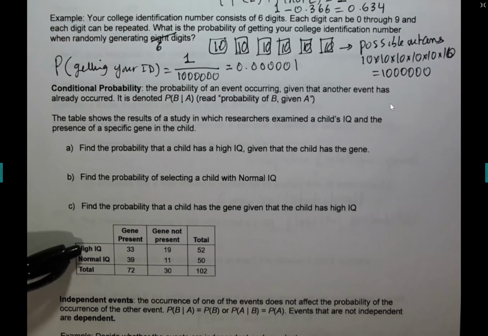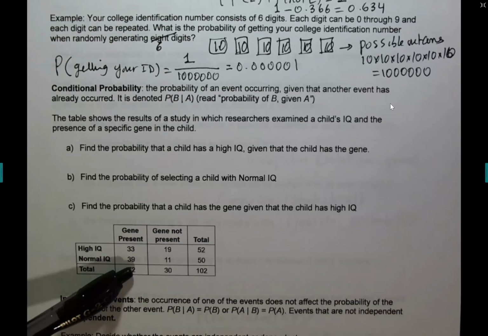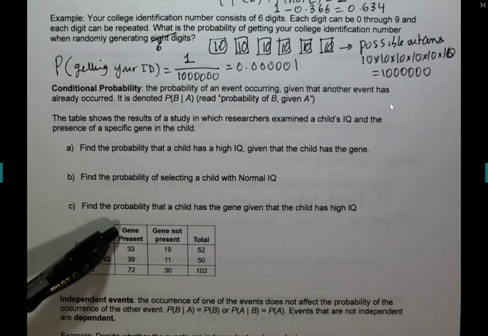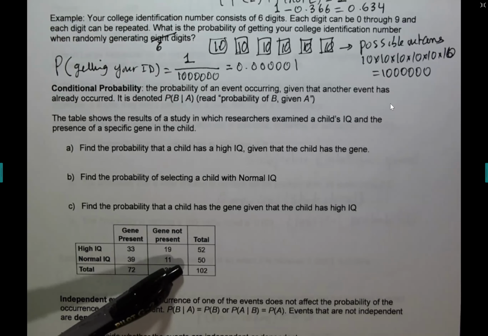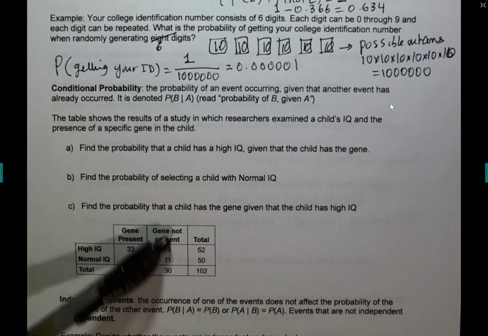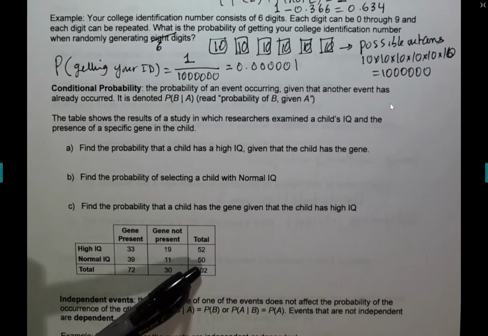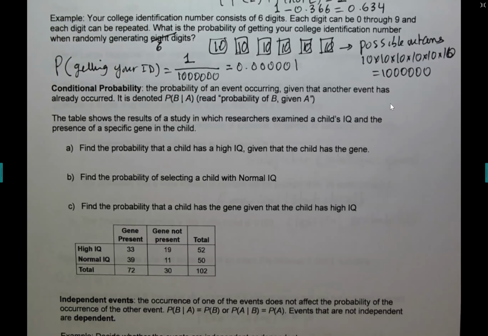Now let's go this way, this total, vertically. The 72, guys, means the number of children who have the gene present in them. The number 30 is the number of children who have the gene not present, so don't have the gene in them. Okay, would someone tell me what 102 represents? 102, that's an important number that we're going to need today. The total of high IQ and normal IQ, so together, the total of all children, everybody is included in this one, exactly.